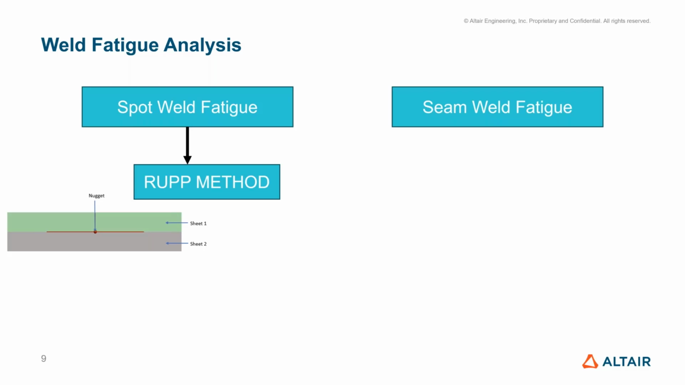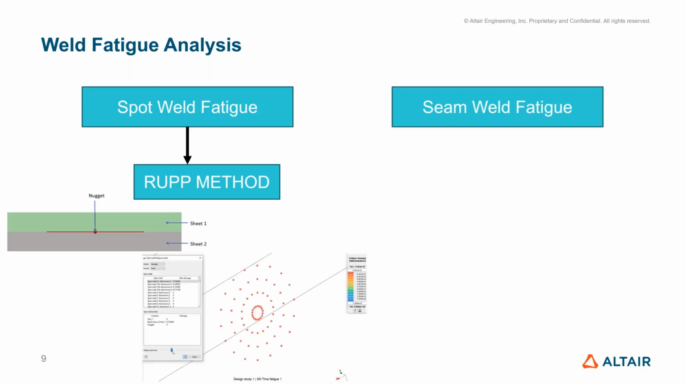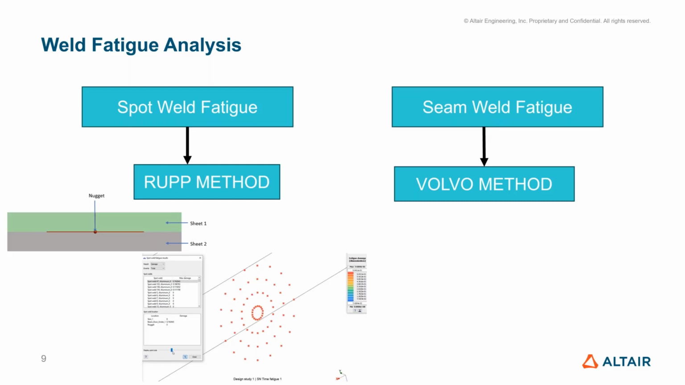The cross-section forces and moments at these sheets and nuggets are used to calculate the corresponding stresses, which in turn are used to calculate the fatigue damage. When we do this spot weld fatigue, we get, in tabular form for all the spot welds, the fatigue damage and the life for each spot weld. And for the seam weld, it uses the Volvo method, which uses linearized stress through the thickness at weld toes to calculate the fatigue damage.